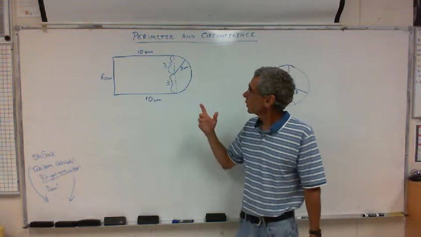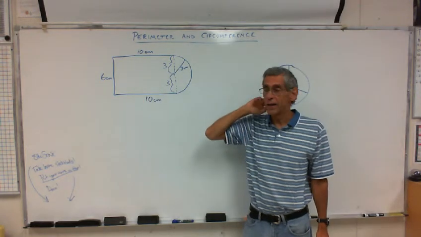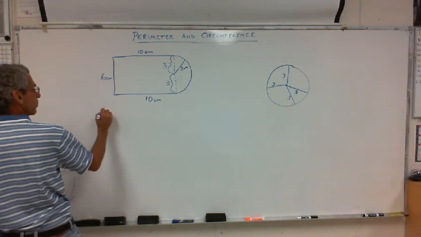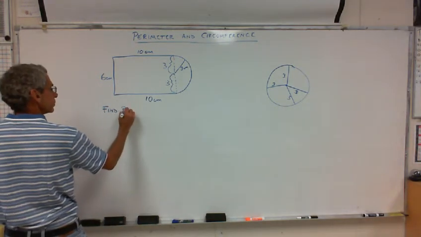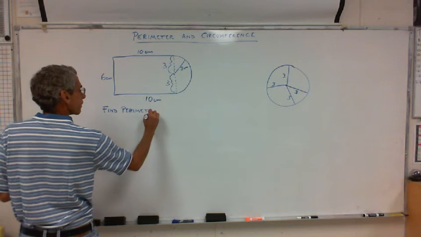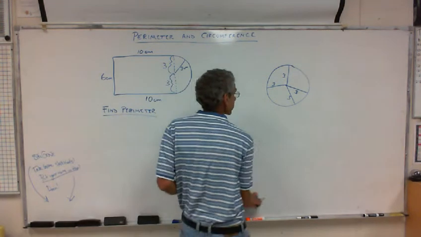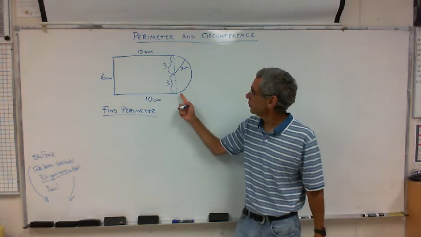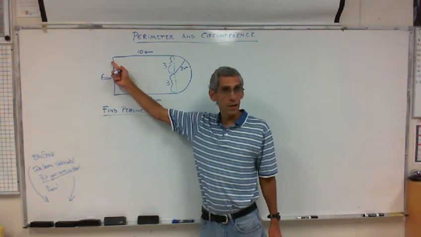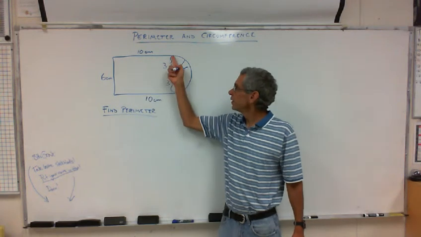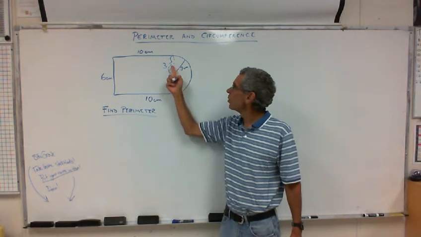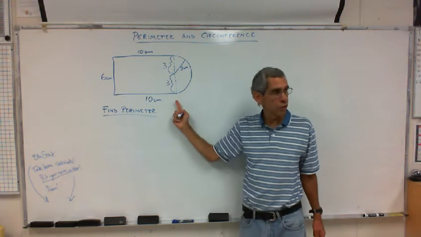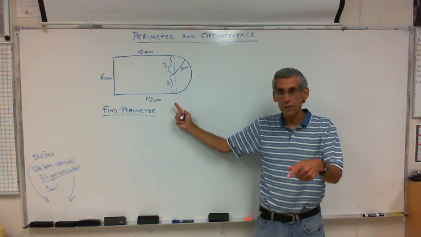Now, the difference with finding the perimeter of something like this. So I'm going to say up here, find the perimeter. Would you agree with me it's going to be this side, plus this side, plus this side. Now, do I do this side? No, because that's not really a side. This is the fourth side. Now, is that a circle? No, it's a half of a circle.